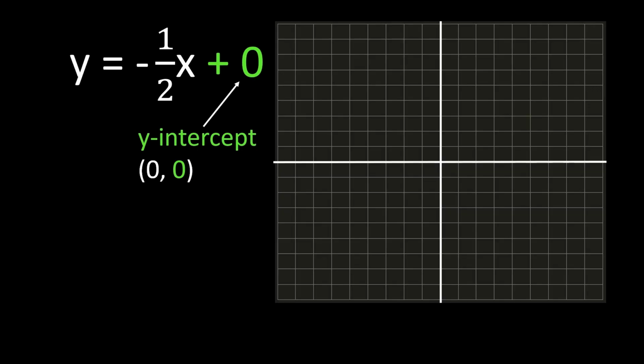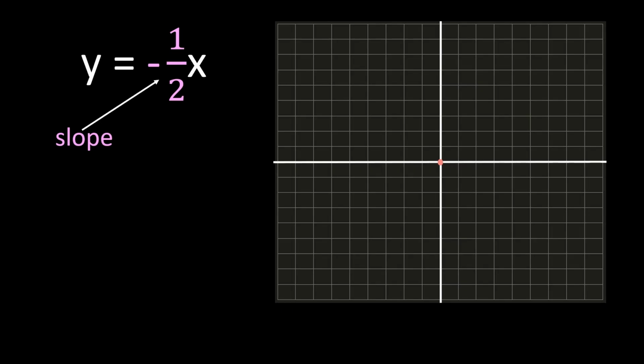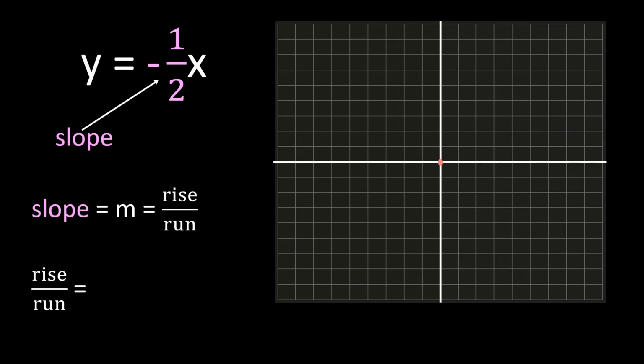I'm going to start with a point at 0, 0. Then I'm going to need to consider the slope. When I have y equals negative 1/2 x, my slope is negative 1/2. My slope is rise over run, and it equals negative 1/2. I need to group that negative sign with my numerator, so my rise is going to be negative 1 and my run is 2.